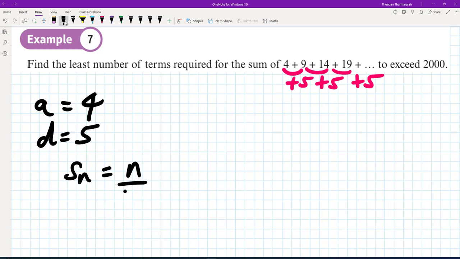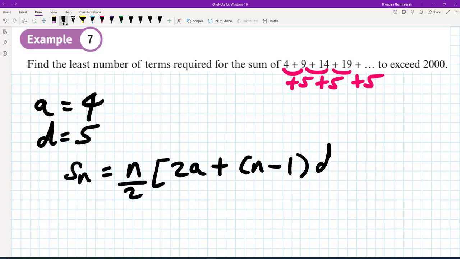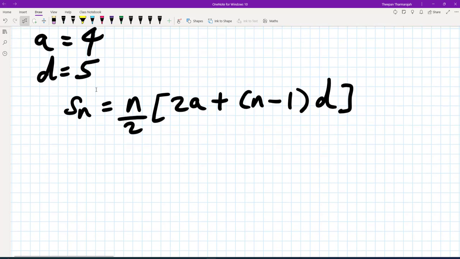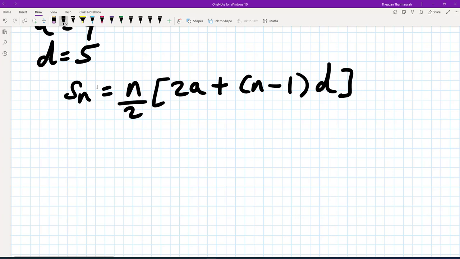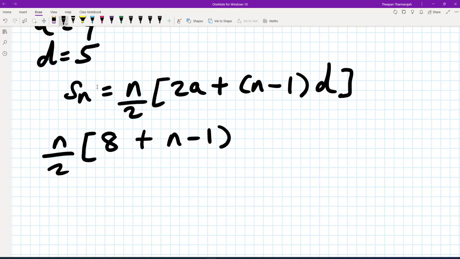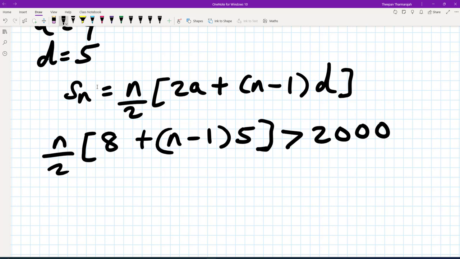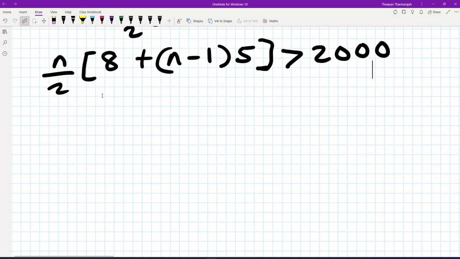Sn is n over 2 times 2a plus n minus 1 d. So by doing so, we can say that we're looking to exceed 2000. So that means n over 2 times double of 4, which is 8. My common difference is 5, so n minus 1 multiplied by 5. Now this value has to exceed 2000. So what I'm going to do here is times throughout by 2 to get rid of the fraction 2.